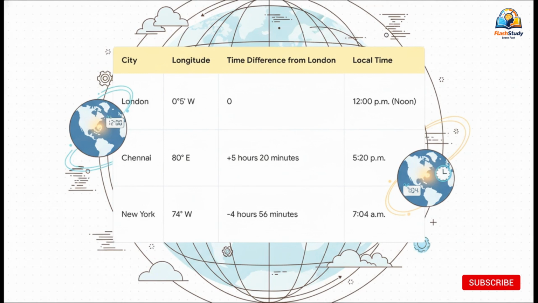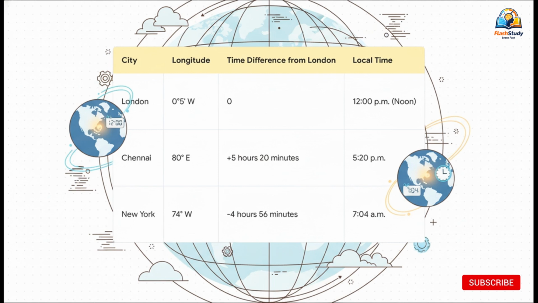Let's put this to the test. Say it's 12 noon in London, right there at the prime meridian. Now let's hop over to Chennai, India, which is about 80 degrees east. Remember our rule? East, gain, add. So we add about 5.5 hours, and yep, it's 5:20 in the evening there. Now let's go the other way, to New York City, which is 74 degrees west. West, lose, subtract. We take away almost 5 hours, and it's just past 7 in the morning.